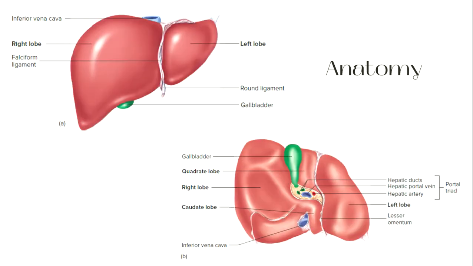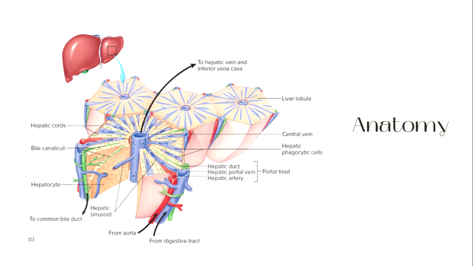So we have here the anatomy. The upper picture is the anterior view of the liver. Here we have the blood vessels, the inferior vena cava, and the two lobes, the right and the left lobes. It is separated by the falciform ligament, round ligament, and under we have the gallbladder. And the lower picture is the inferior view. In here, it is the histology anatomy of the liver.